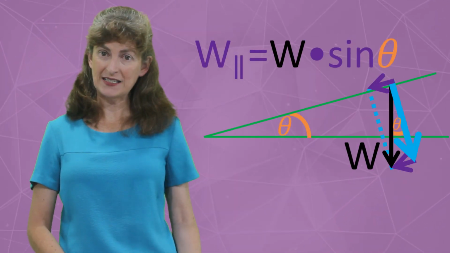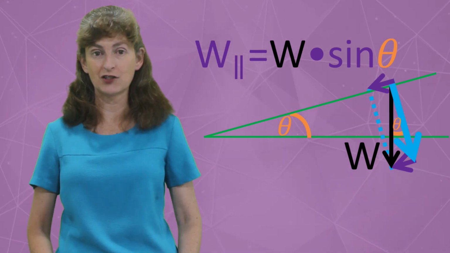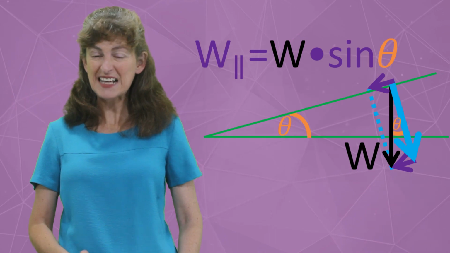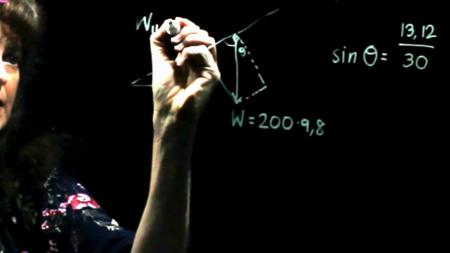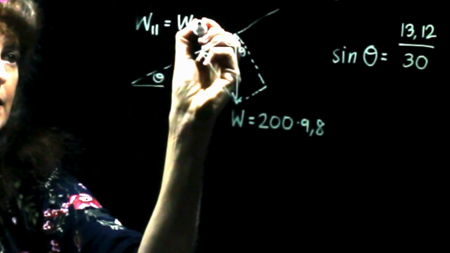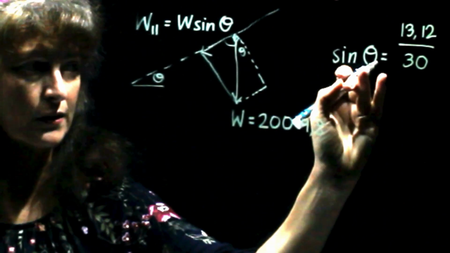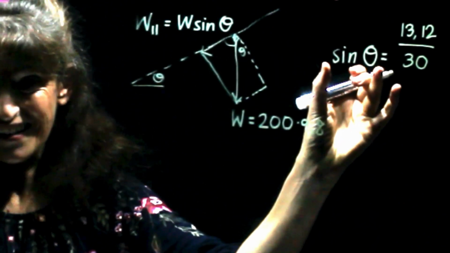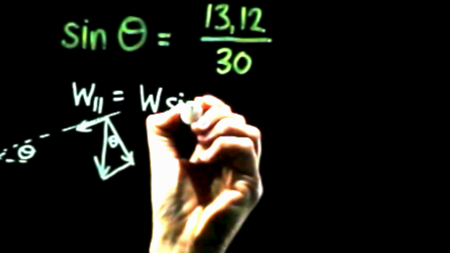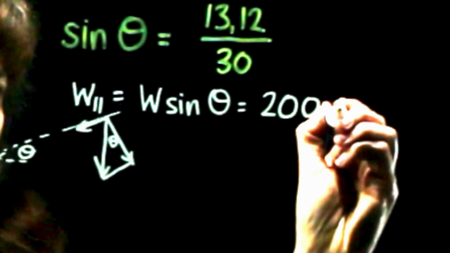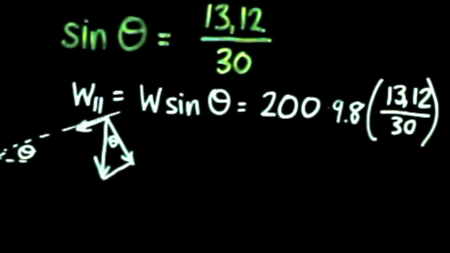So back to the weight. We need to focus on the component of the weight which acts parallel to the slope, which is W sine theta. Weight's parallel component is equal to weight sine theta. And can you see why I said we don't actually have to work out theta, because we just need sine theta. Weight times 13.12 divided by 30 is the parallel component of weight.